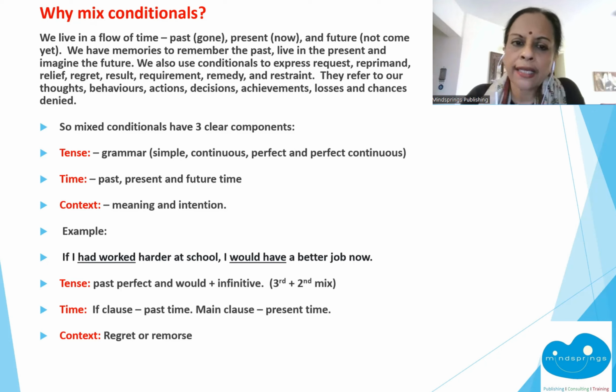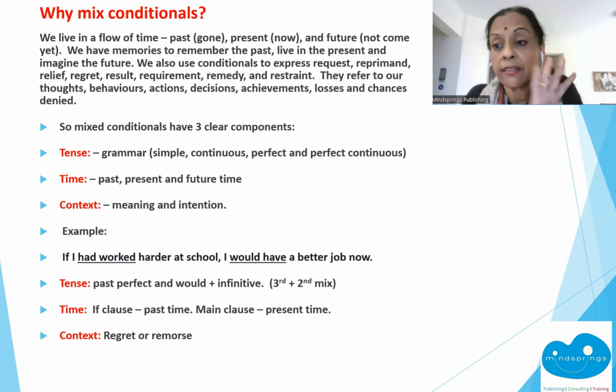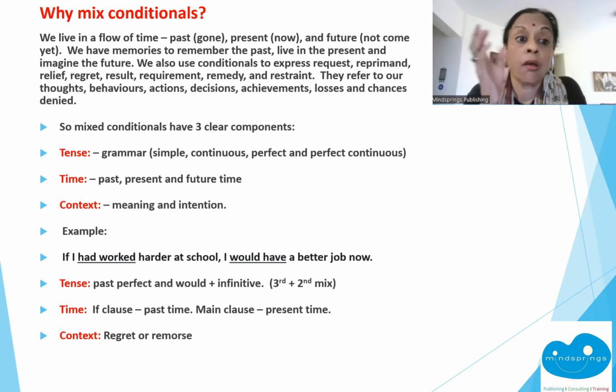So mixed conditionals have three components when we mix time. First is the tense: simple, continuous, perfect, and perfect continuous. We noticed in our first 4 basic conditionals that tense is very important. What were the rules of those 4? Present, present; past, would plus V1; past perfect and would have plus V3. These were the 4 tenses of those 4 conditionals, and those were very important.